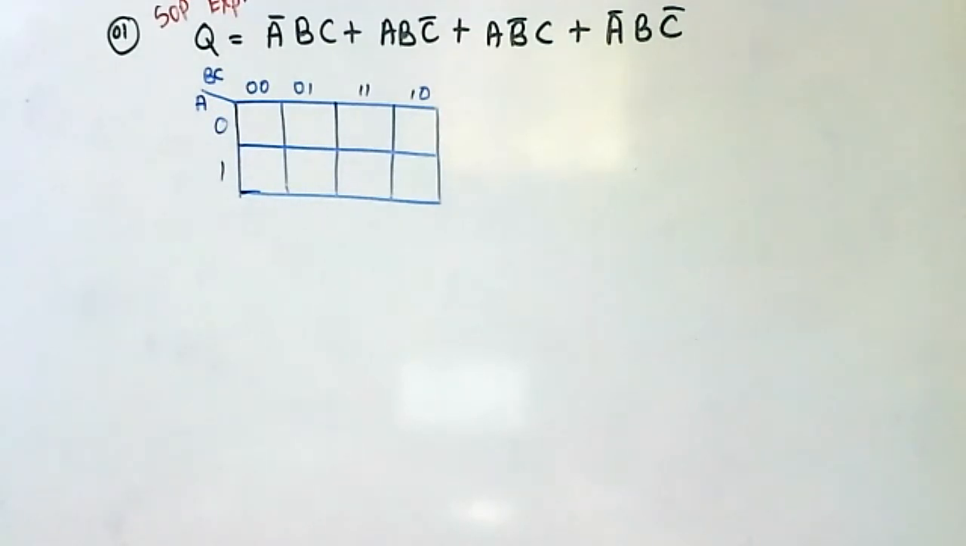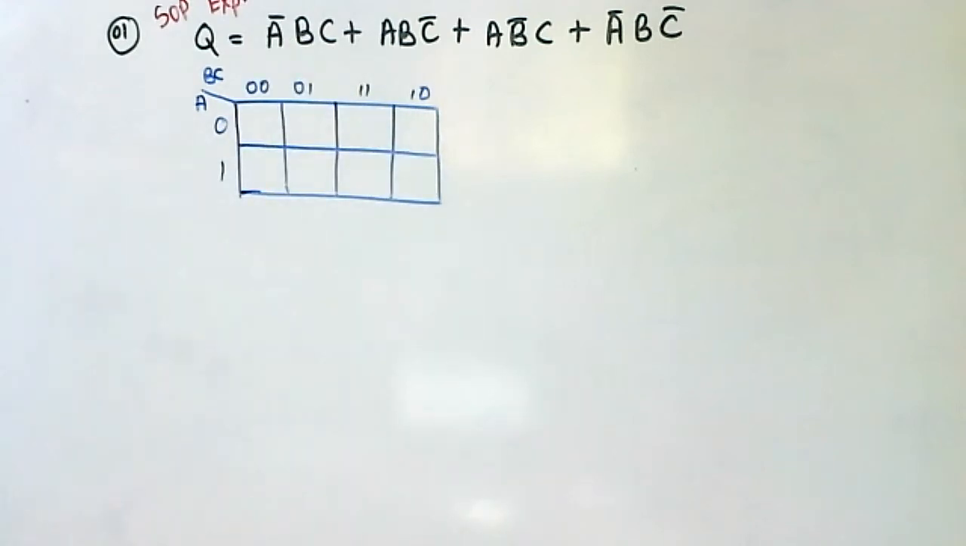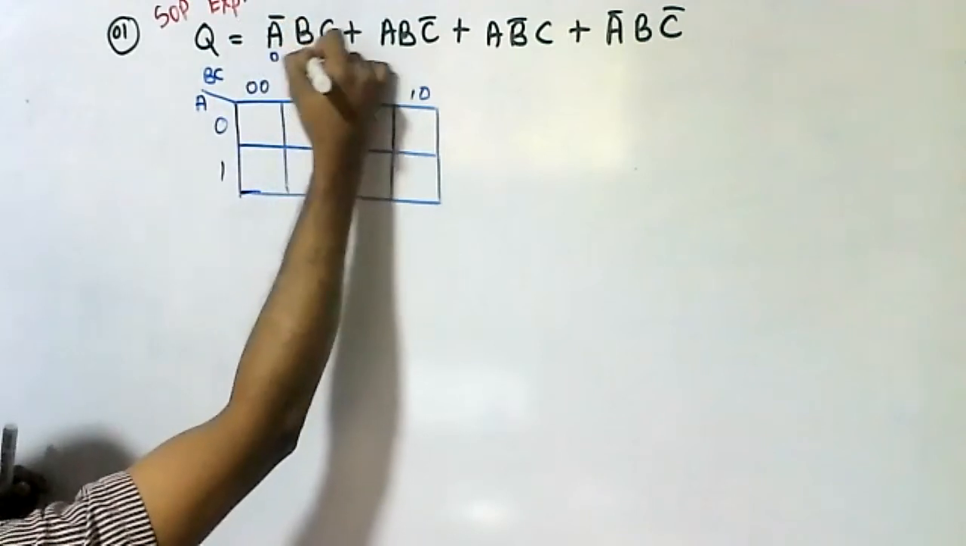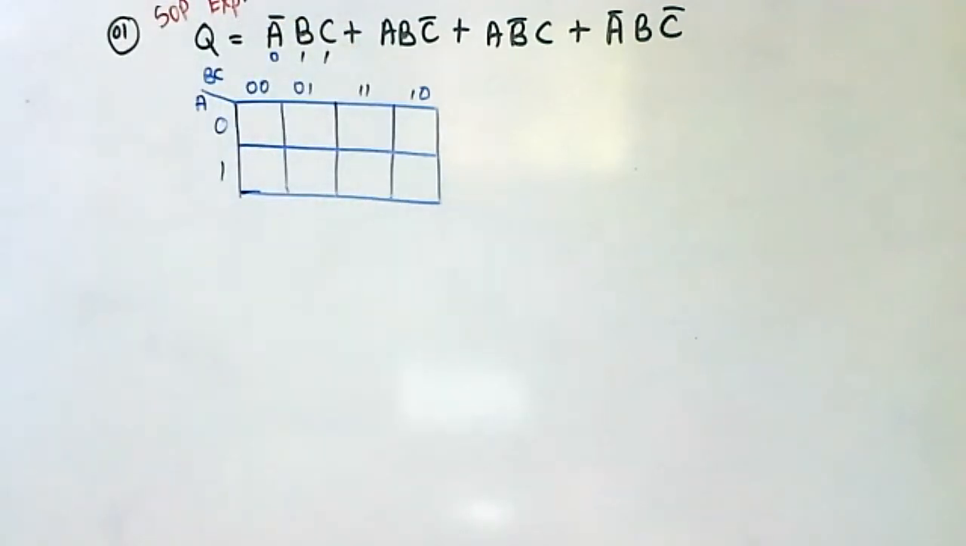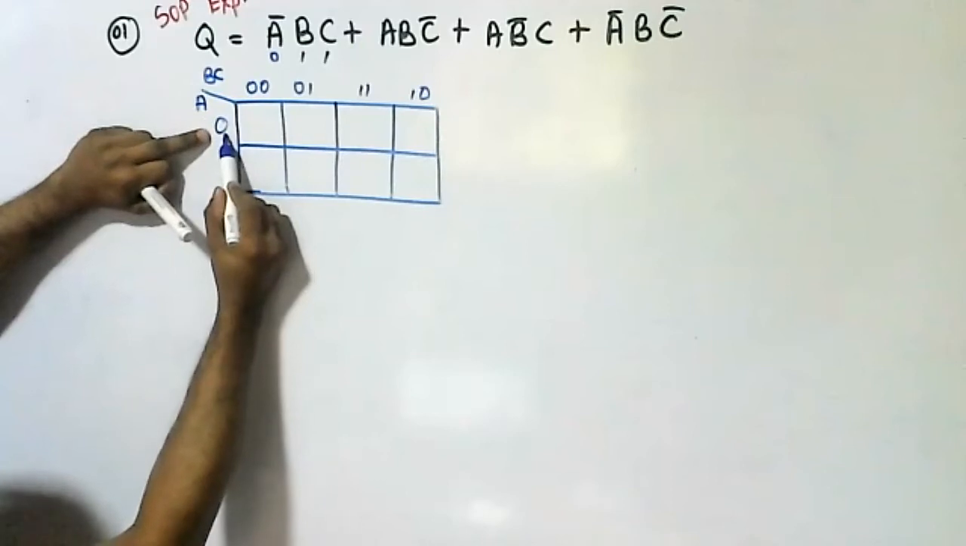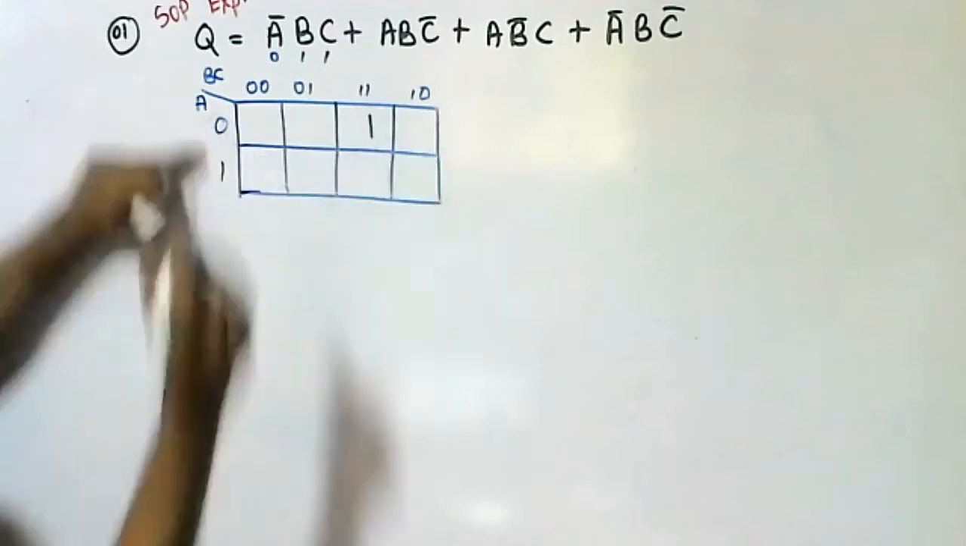Now I am going to mark the ones. Concentrate here. Now I am going to mark the ones in this Karnaugh map. Okay, that is a very important thing. So A bar BC is there. A bar BC means 0, 1, 1, isn't it? Students? Yes, sir. Then A bar means here 0. 1, 1 is here. So 1 comes here.